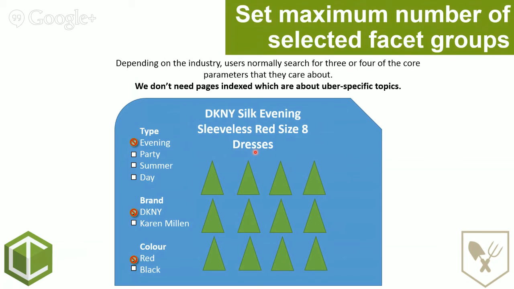The maximum number of facet groups. Normally people will search Google for the top 3 or 4 of the core attributes that they're looking for. Sure, some people might be looking for size 8, and some people might not be searching by sizes at all. So setting a maximum can get a good combination of every filter, but without bloating the index with millions and millions of pages.